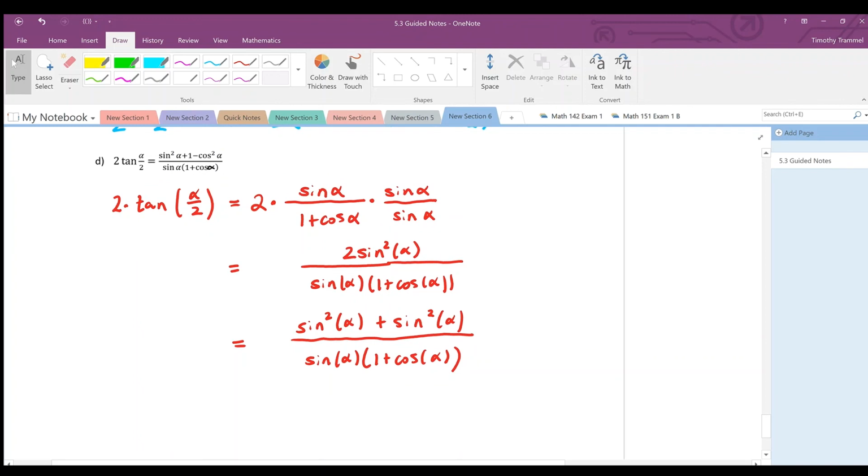And we're even closer now. We have everything looking good except for this piece right here. Well, this piece that I'm pointing at right here is equal to 1 minus cosine squared of alpha. That's using one of our Pythagorean identities. All right, and we have now verified this identity.